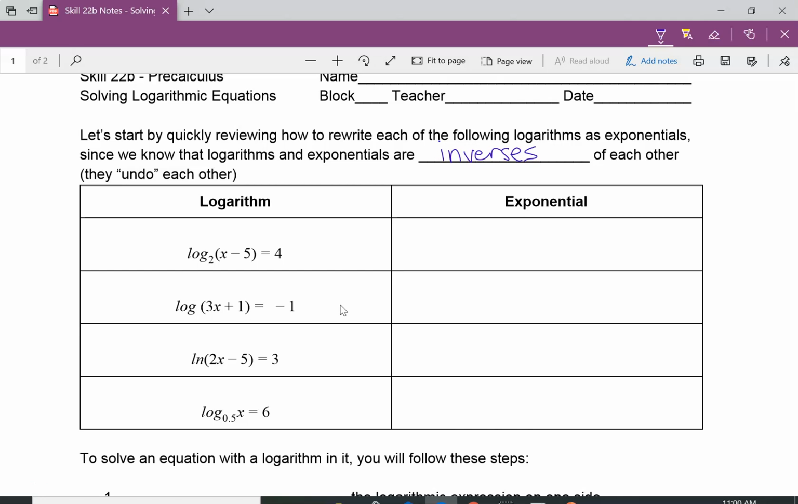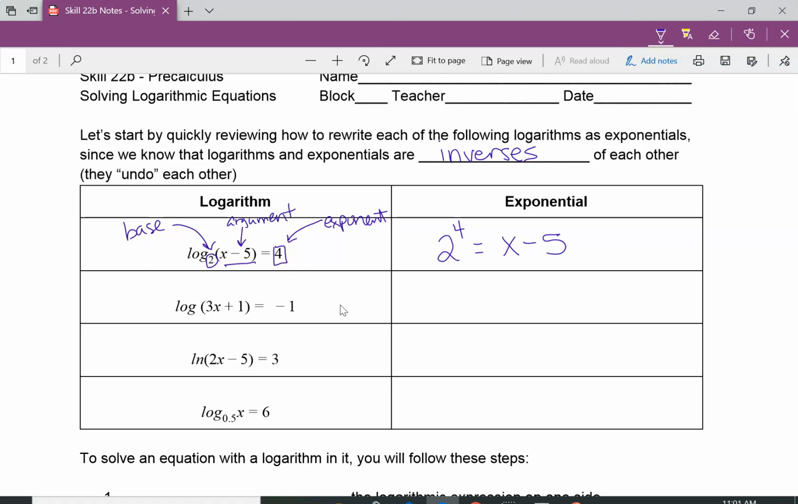So I have this logarithm, log base 2 of x minus 5 equals 4. Since I know that my base is 2, I'm going to write this as 2 to the power of, now remember that in a logarithm, what it equals is the exponent. And exponentials are equal to the argument, x minus 5 being the argument. So remember it goes base, this will become the exponent, and this is the argument.